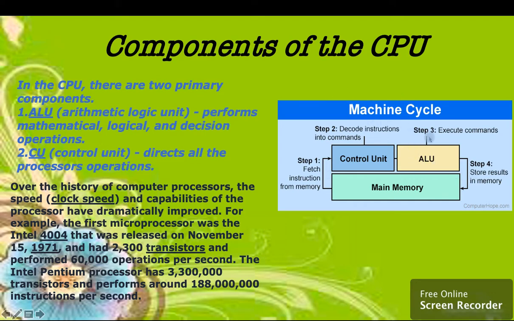This is a machine cycle inside the CPU. Step 1, fetch the instruction from the memory. Step 2, decode the instruction into a command. Step 3, execute the command. Step 4, store the result in memory.